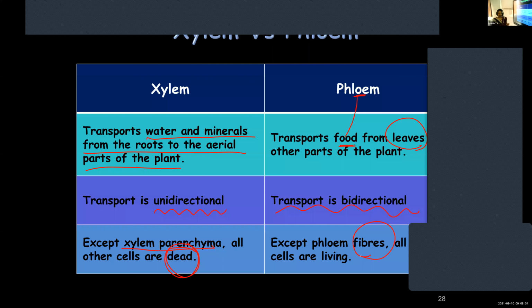And in xylem, majority of the cells are dead. Only xylem parenchyma is living. Whereas in phloem, majority of the cells are living, only phloem fibers are dead. Okay?